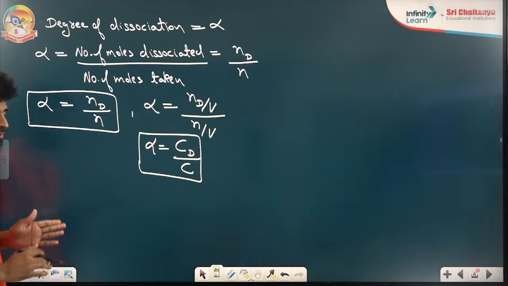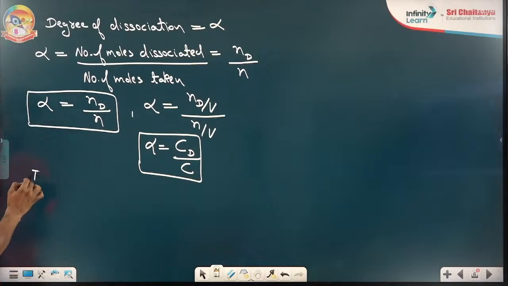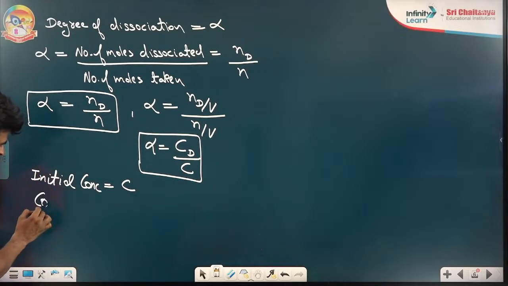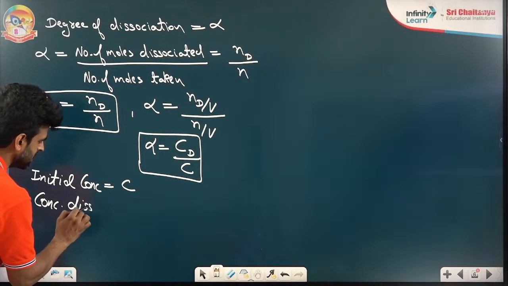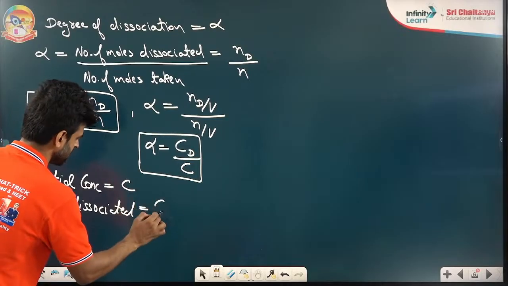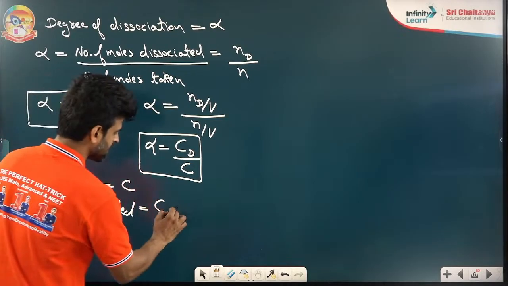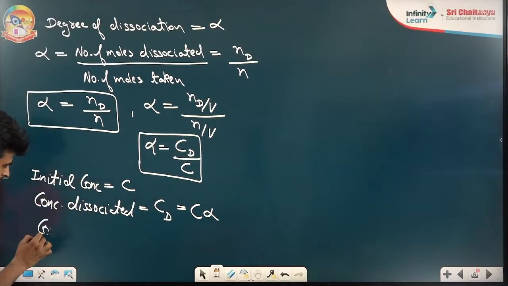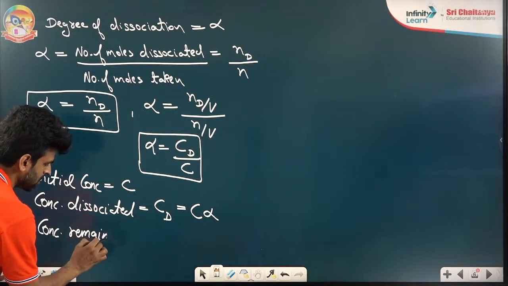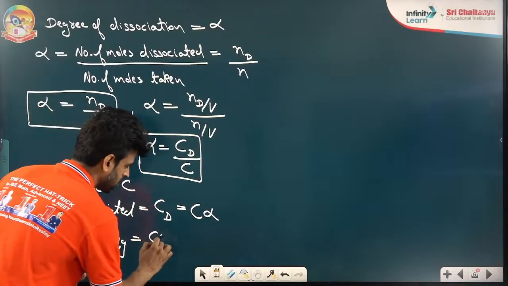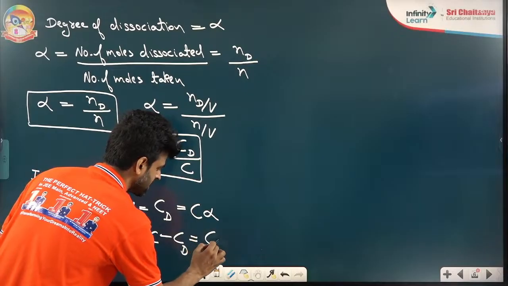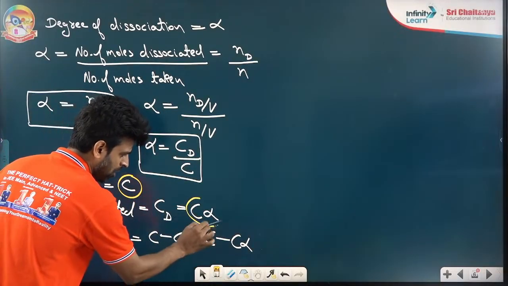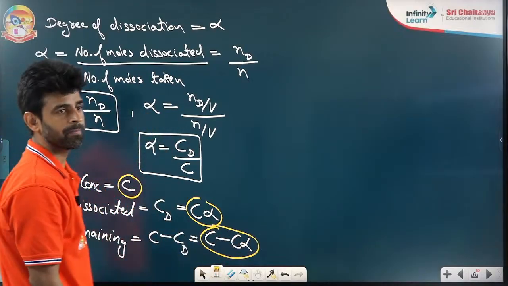So what we have in the next part, you see, what will happen in our questions, if I ask you initial concentration, initial concentration here I am writing as C. If I am saying out of this initial concentration, concentration dissociated, or you can say finished, it is C_D, right? What is C_D? C alpha. So C alpha is the finished concentration. So if I say remaining concentration, what is that? C was taken. Out of C taken, C alpha finished, right? So be careful. It was the taken concentration. It is the finished. And remaining how much? C minus C alpha.